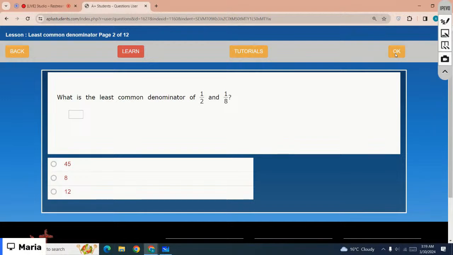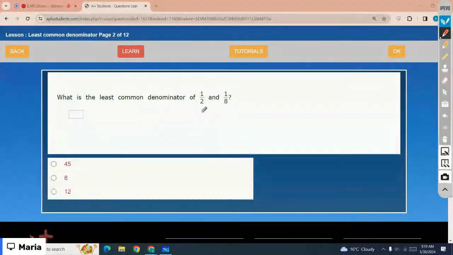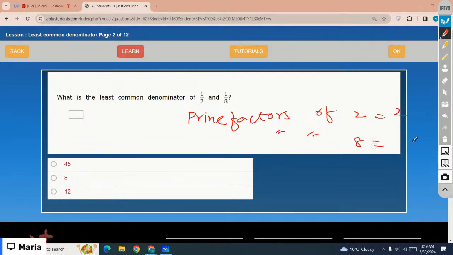One by two, and okay, so you need to write the prime factors of 2 and 8 because the denominators are 2 and 8, right? So the prime factors of 2, that is 2, and then the prime factors of 8, that is 2 times 2 times 2, right? So the common factor is 2, and these are the non-common factors, 2 times 2. So 2 times 2 is 4 and 4 times 2 is 8.